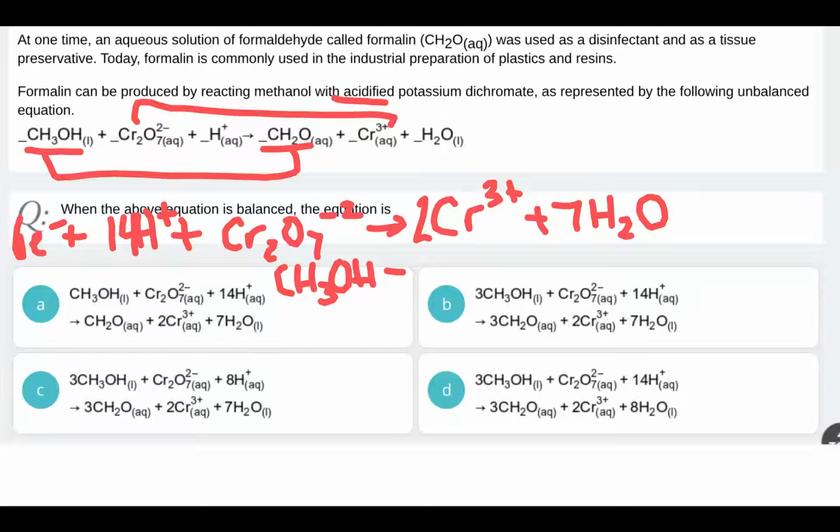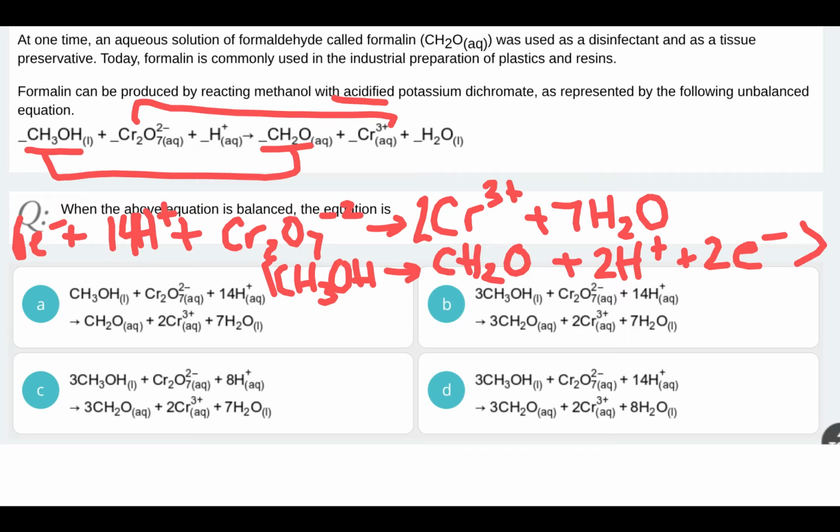Now my second half reaction was with the CH3OH, and that was turning into CH2O. So I'm just doing the same thing. I need to balance out. Carbon's already balanced. Oxygen's already balanced. So I'm just going to add in 2 more hydrogens on the right-hand side, and I'm also going to add in 2 electrons to balance my charges. Now that I have this, I would be multiplying this second reaction by 3 so I can exchange 6 electrons.